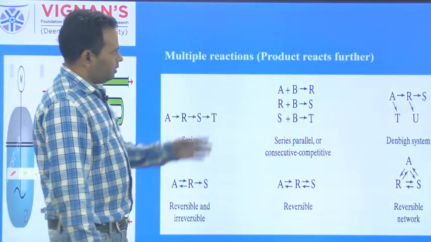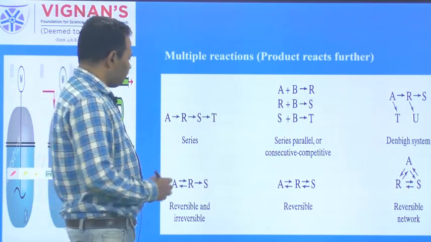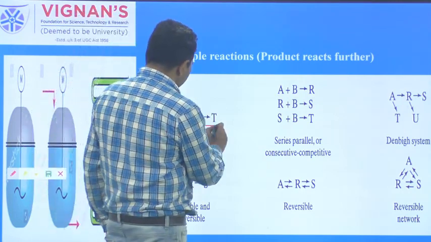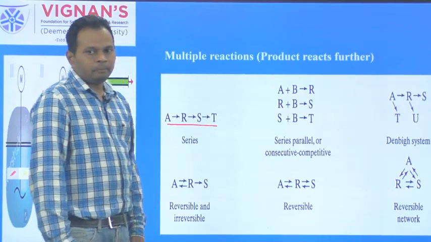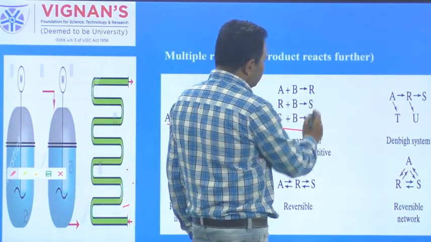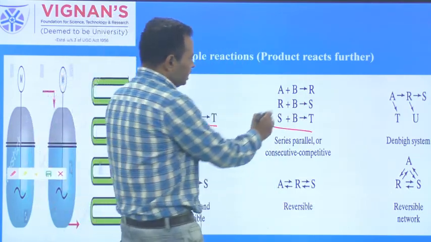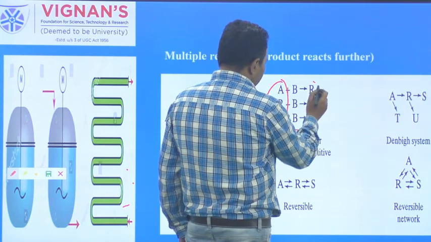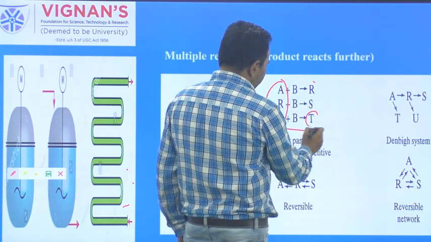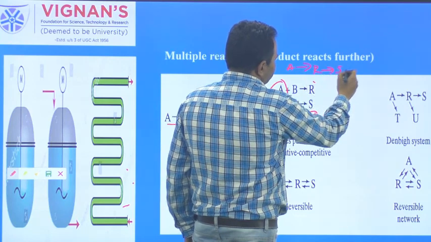So here that means in these reactions the product further reacts with other reactants. First one, series reactions, A to R, R to S and S to T. This is the complete series reaction, and this is the combination of series parallel reaction, A plus B to R, R plus B to S and S plus B to T. With respect to A, R, S, T, this is the series reaction, A to R, R to S and S to T.